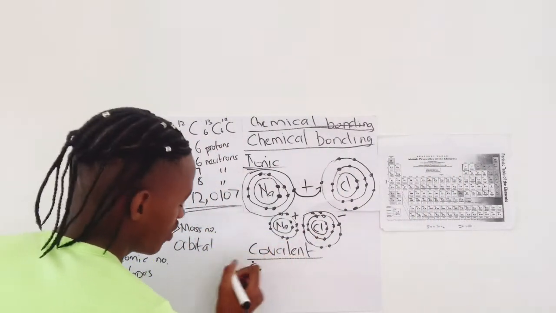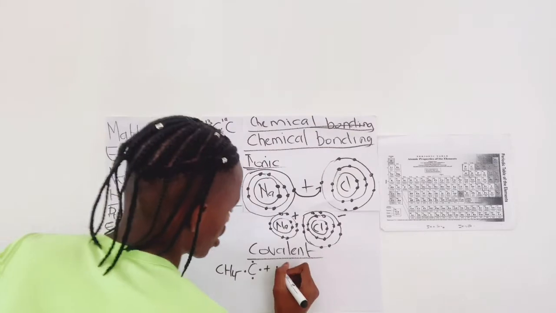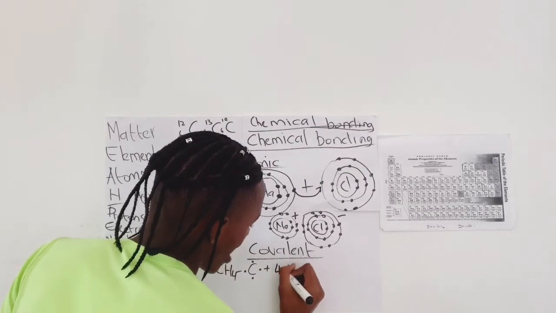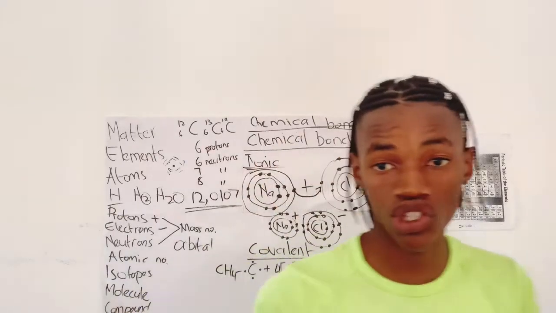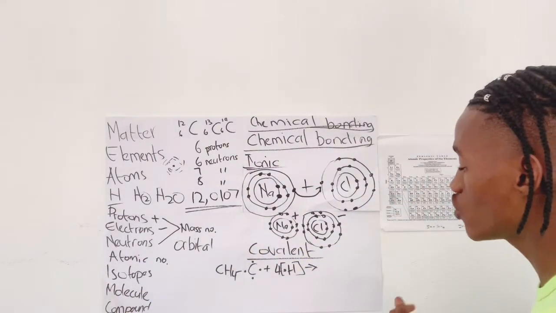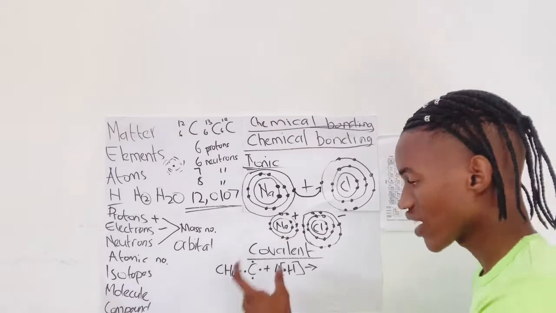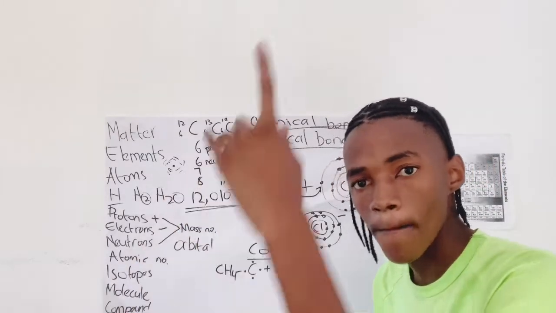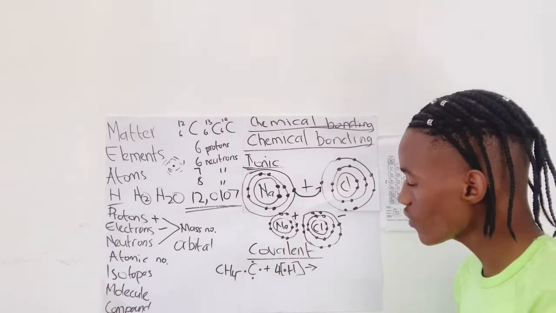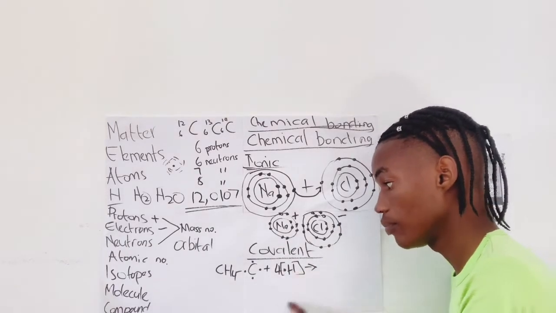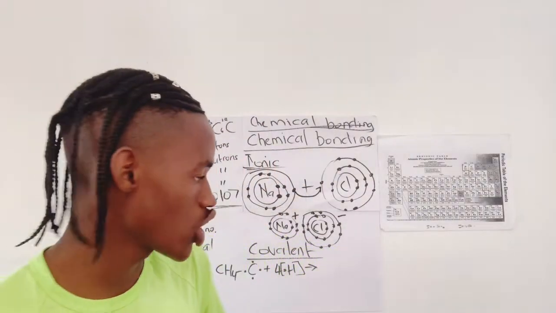Remember, methane is CH4. It's going to bond with 4 atoms of hydrogen, right? Hydrogen only has 1 proton and one electron. For carbon to be stable, it needs 4 more electrons so that it can have 8 electrons around it. So since 4 atoms of hydrogen make methane, this is going to be the overall structure.